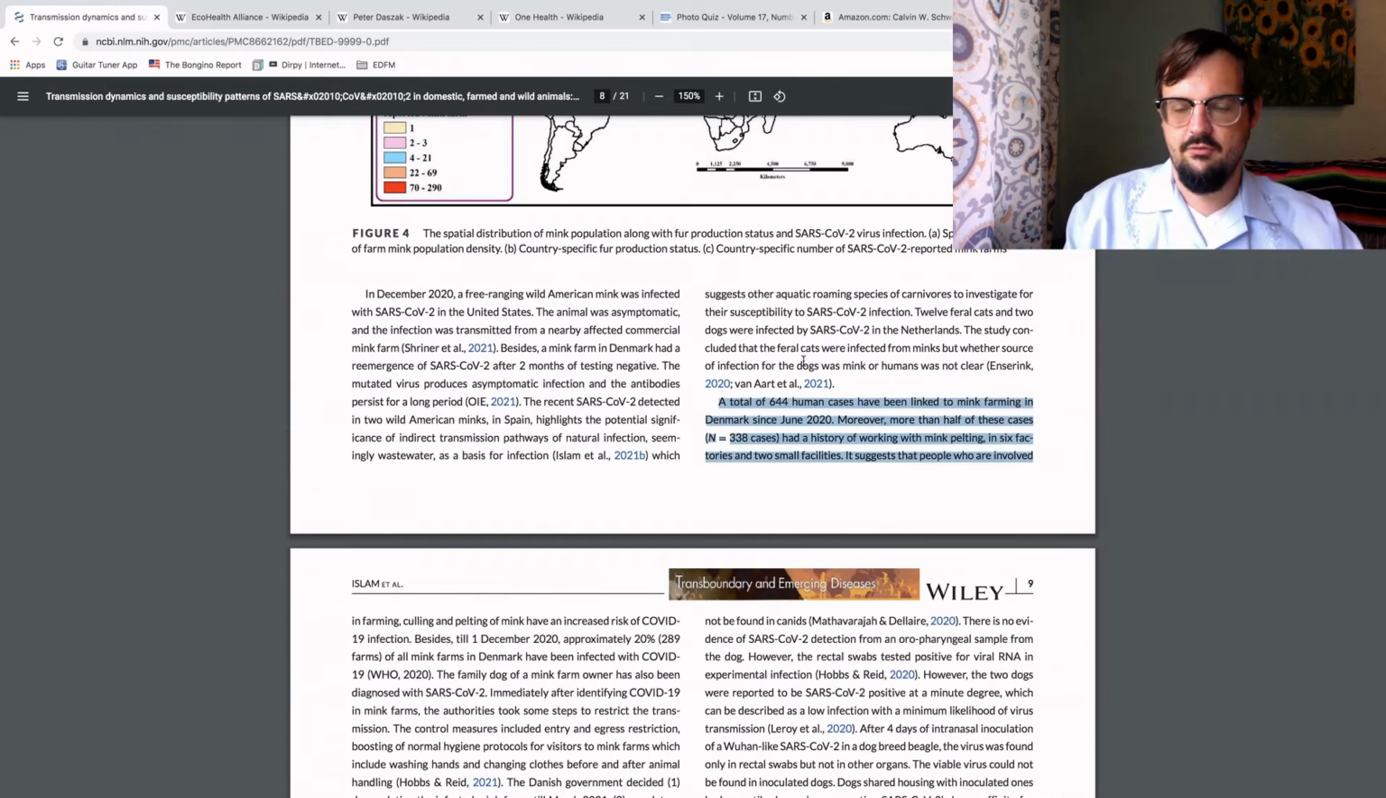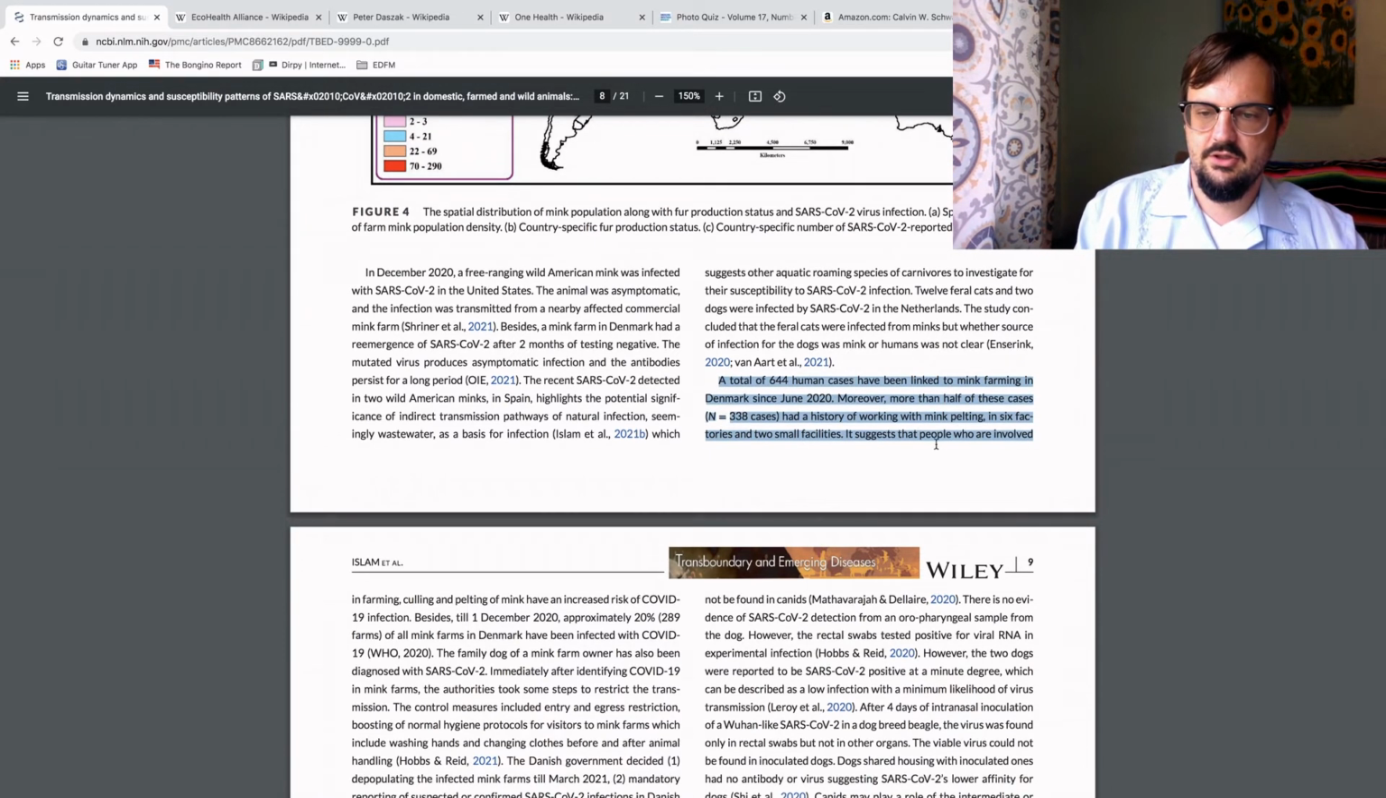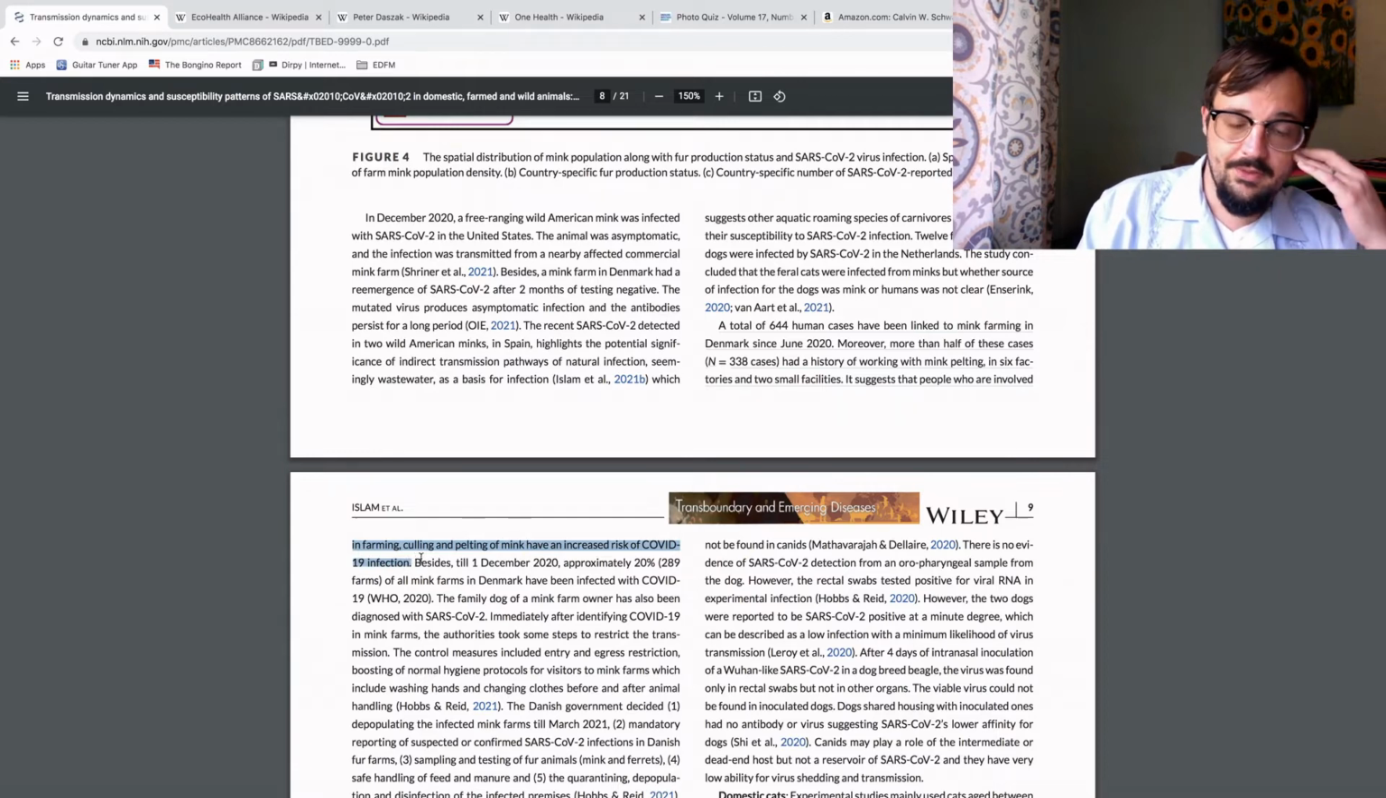A total of 644 human cases have been linked to mink farming in Denmark since June 2020. Moreover, more than half of these cases, N equals 338, had a history of working with mink pelting in 6 factories and 2 small facilities. It suggests that people who are involved in farming, culling, and pelting of mink have an increased risk of COVID-19 infection. So no, it doesn't.